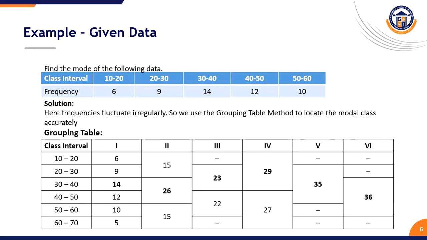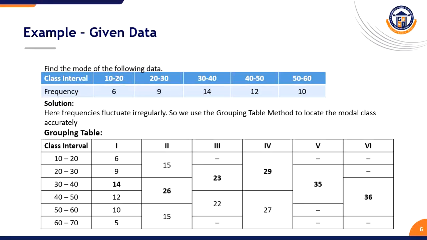We take the highest frequency in the table, which gives the modal class. Then we substitute that modal class in our mode formula. Here the frequencies fluctuate irregularly, so we use the grouping table method to locate the modal class accurately. The highest frequency is 14, so the modal class would be 30 to 40. But in 40 to 50 we have a frequency of 12. So the difference between 12 and 14 is very small.